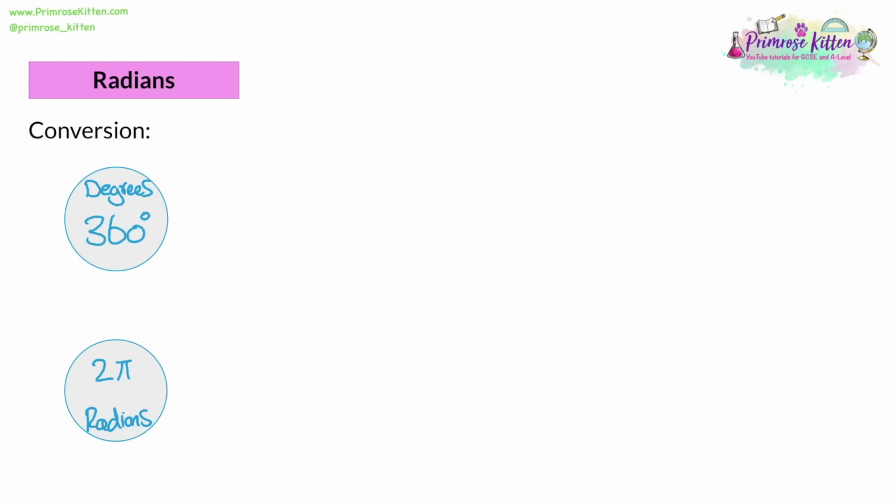Now, you can convert between the two. So to get from 360 to 2 pi, you need to divide by 180. 360 divided by 180 is 2. And you need to multiply by pi to get the pi on the end. And that will convert any number in degrees to radians.